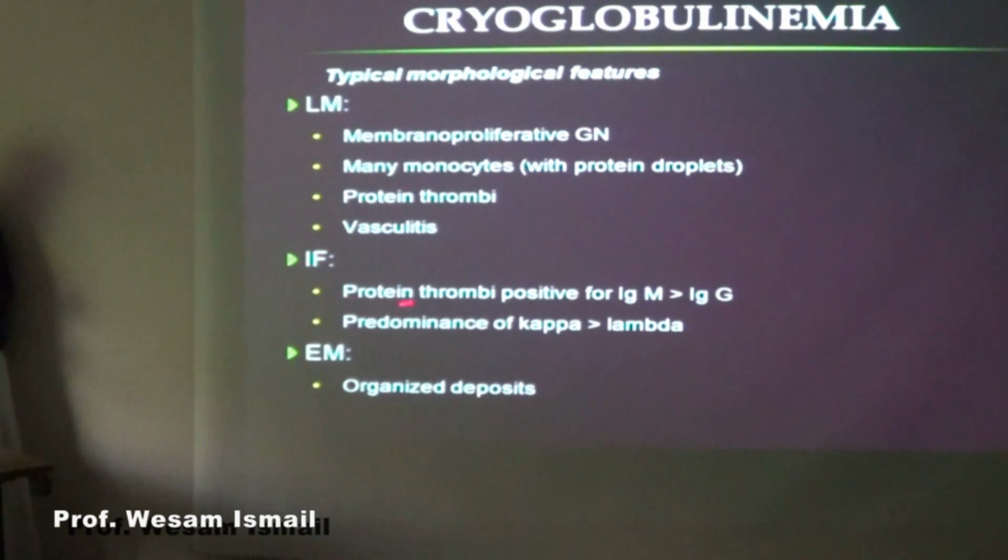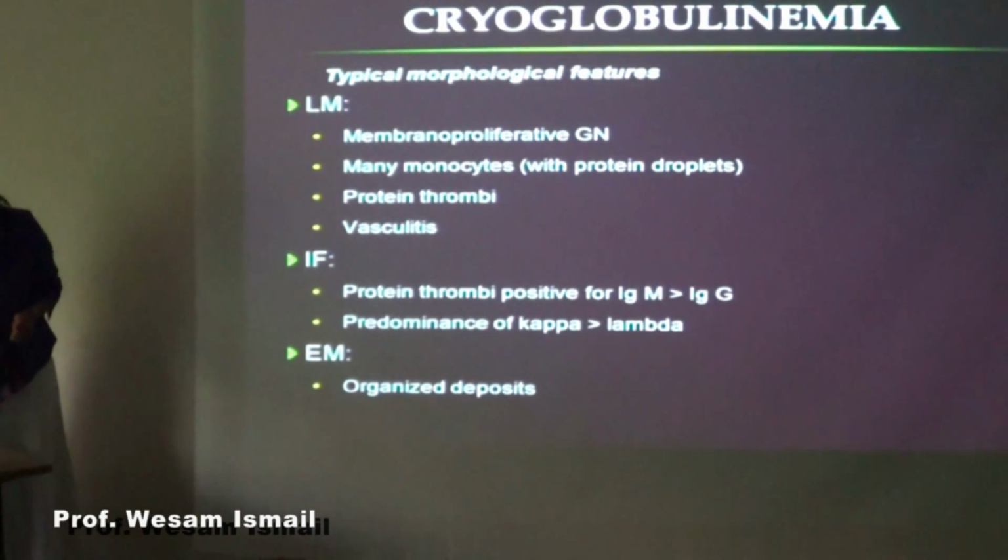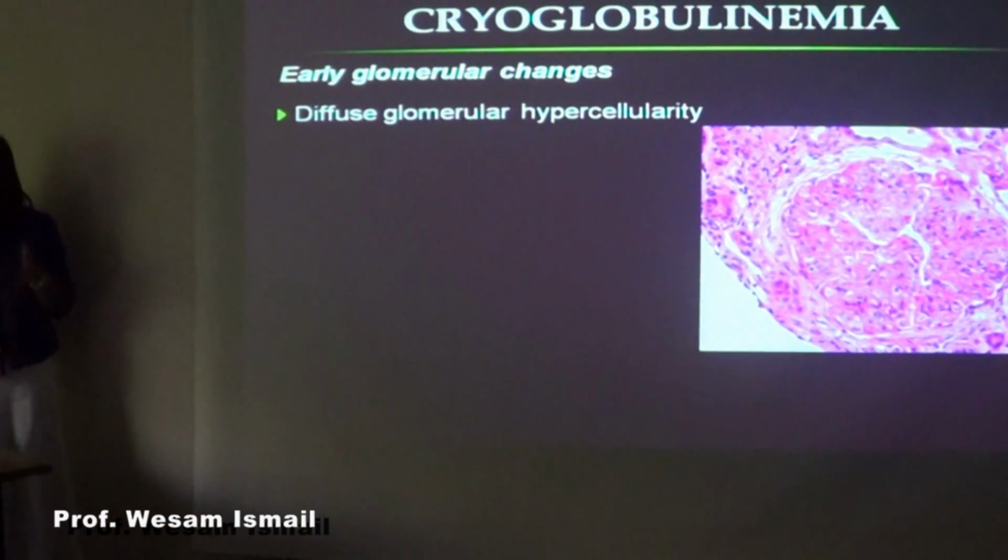By immunofluorescence, the protein thrombi will be positive for either IgM or IgG, but more commonly IgM, as this is actually the pertinent autoantibody. And you get predominance of kappa over lambda, which is again expected as we just explained in the pathogenesis. In the electron microscopy, you get organized deposits. This is what you get in the books, but this is not what you get in everyday work. This is not what we see in cryoglobulinemia.